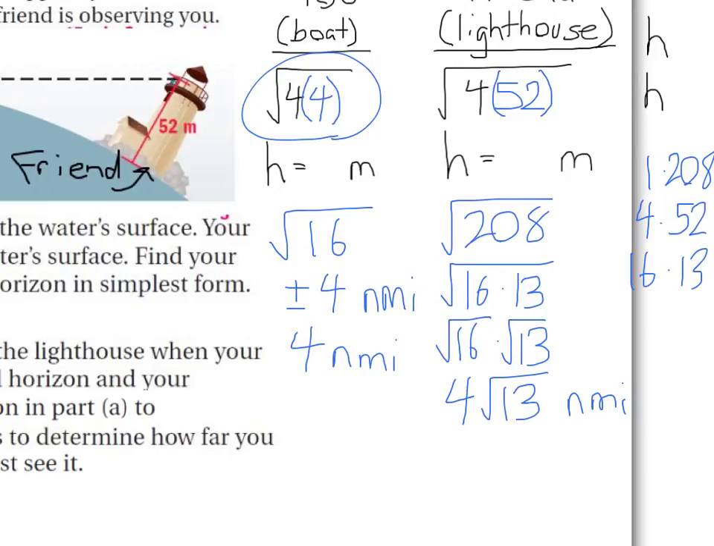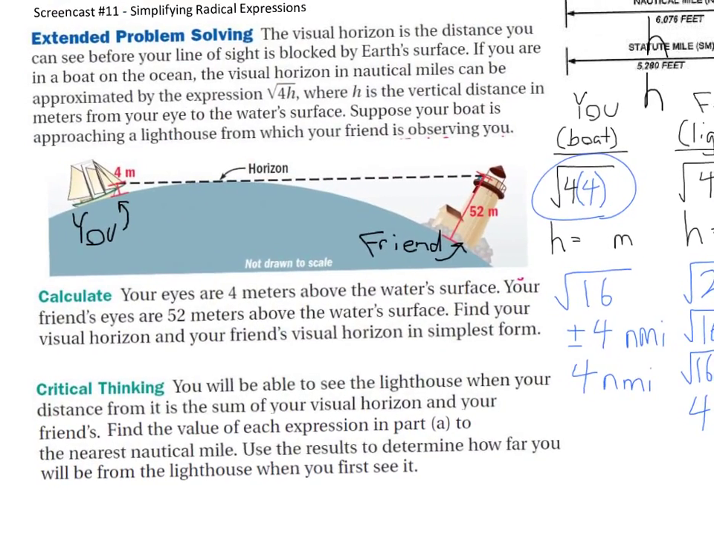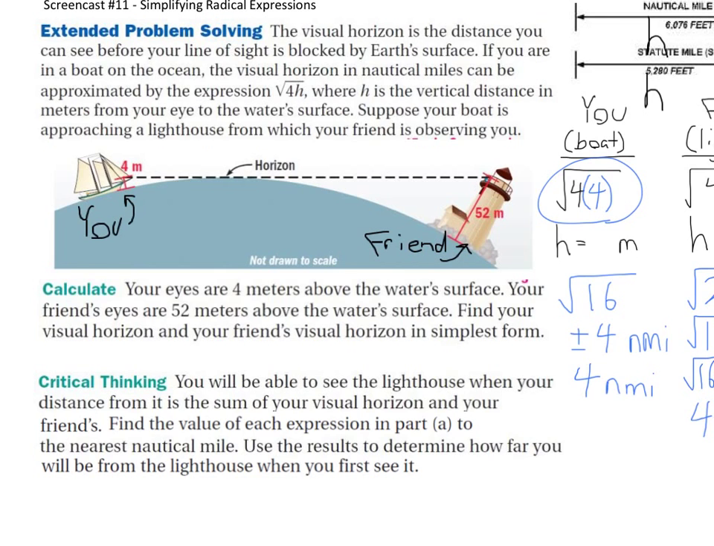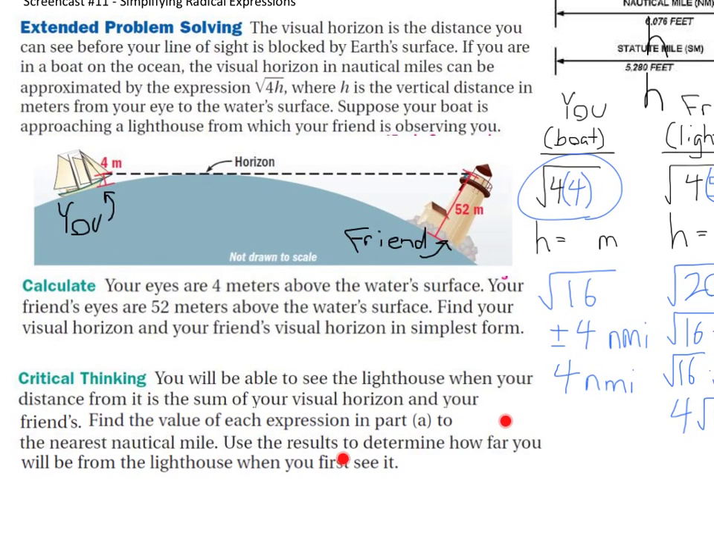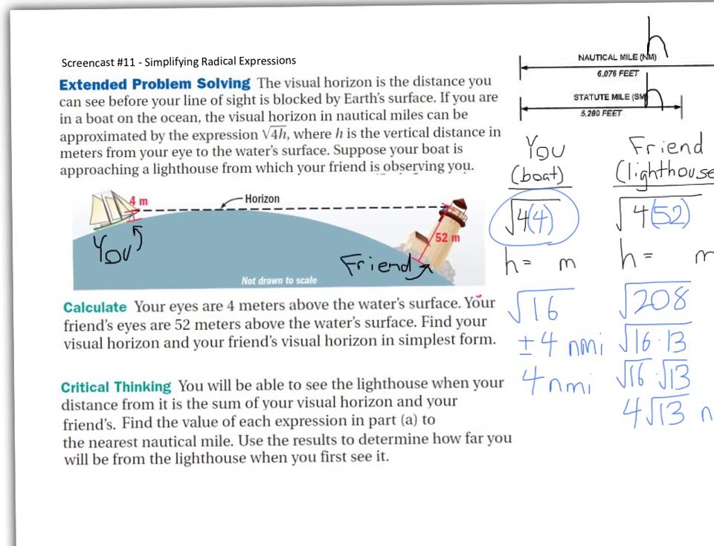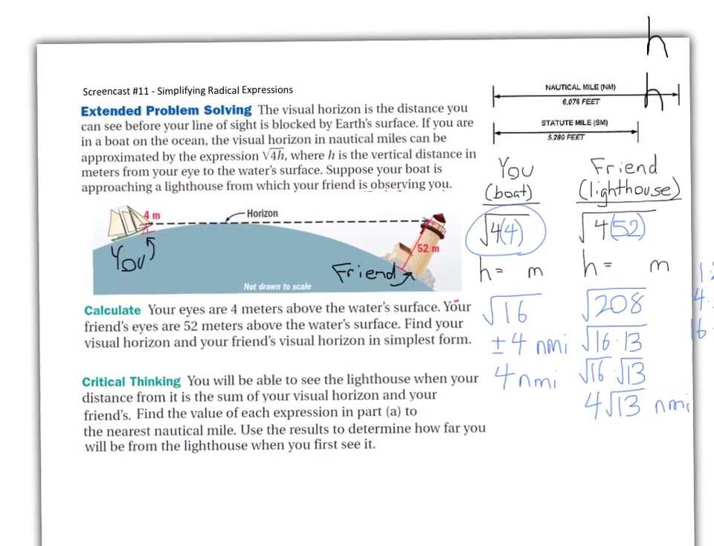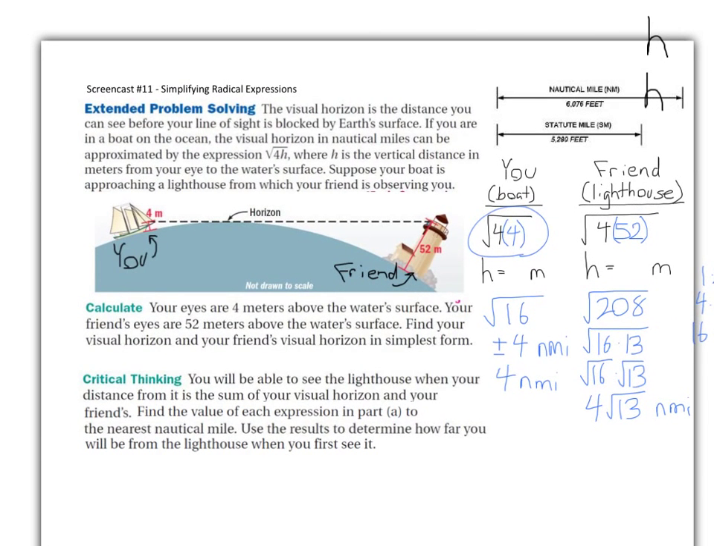Alright, nice work. What we have done is we have calculated what we needed to calculate. And because of that, let's look back at our little diagram here with the boat and the lighthouse. Here we go. It's right here. Alright, so what we calculated here, all the way on the right, is 4 nautical miles, and 4 times the square root of 13 nautical miles represents what again? The visual horizon. That's right. So let's go ahead and label it right here.